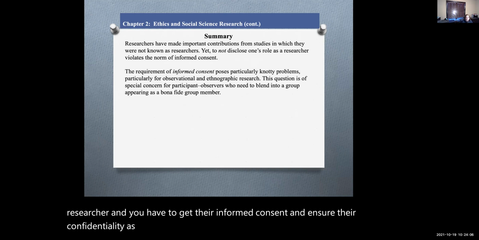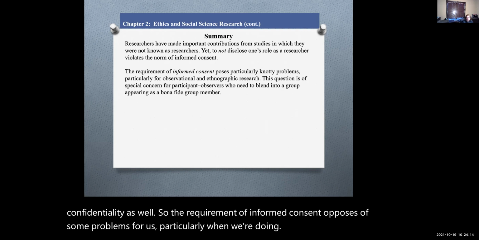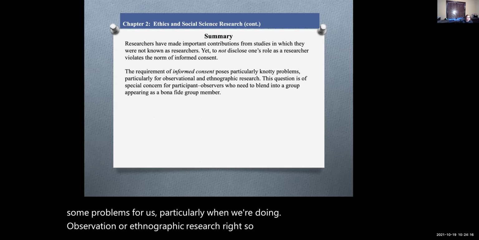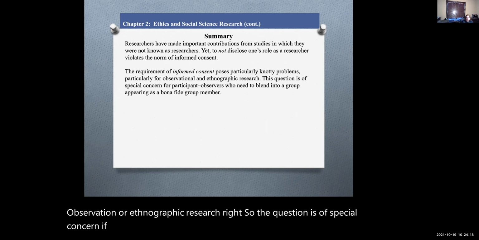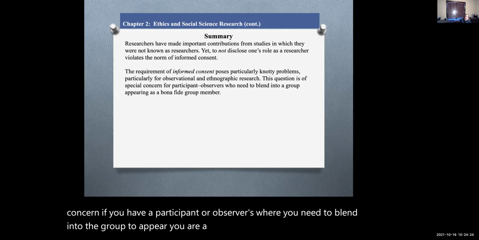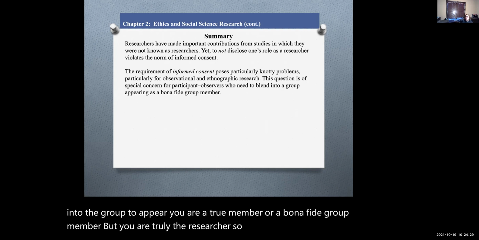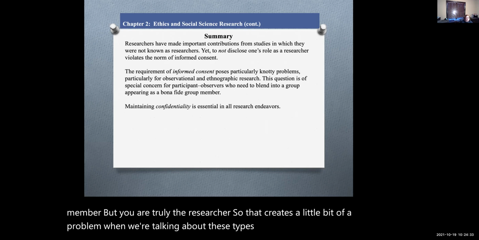So the requirement of informed consent poses some problems for us, particularly when we're doing observational or ethnographic research, right? The question is of special concern if you have a participant observer where you need to blend into the group to appear like you are a true or bona fide group member, but you are truly the researcher. So that creates a little bit of a problem when we're talking about these types of experiments.